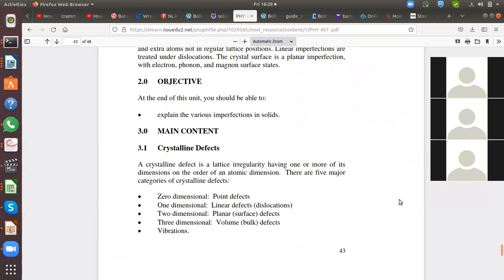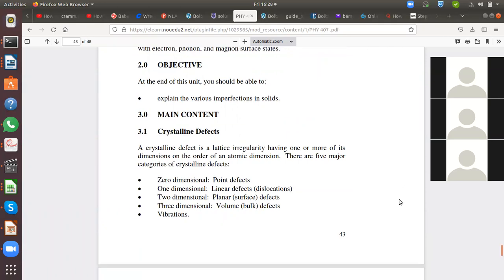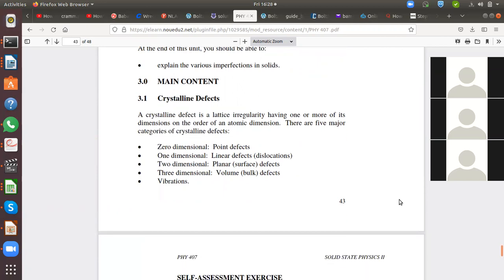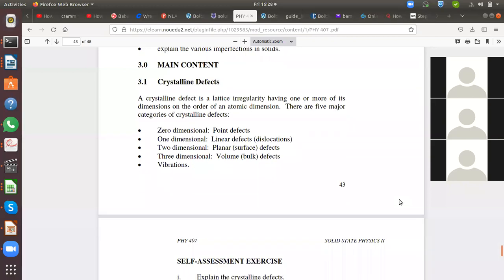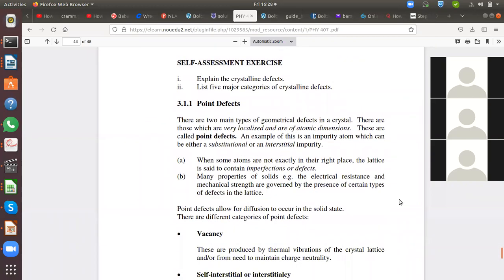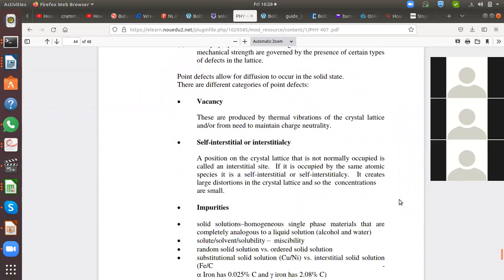So if you look at the content, we have crystalline defects. Here we'll be talking about zero dimensional, which is called point defect. Then one dimensional, when you have atoms arranged in an array and you distort the directions, what will happen to it? These are things we are going to be looking into in this place. Then we discuss them in this case and try to figure out one or two things.